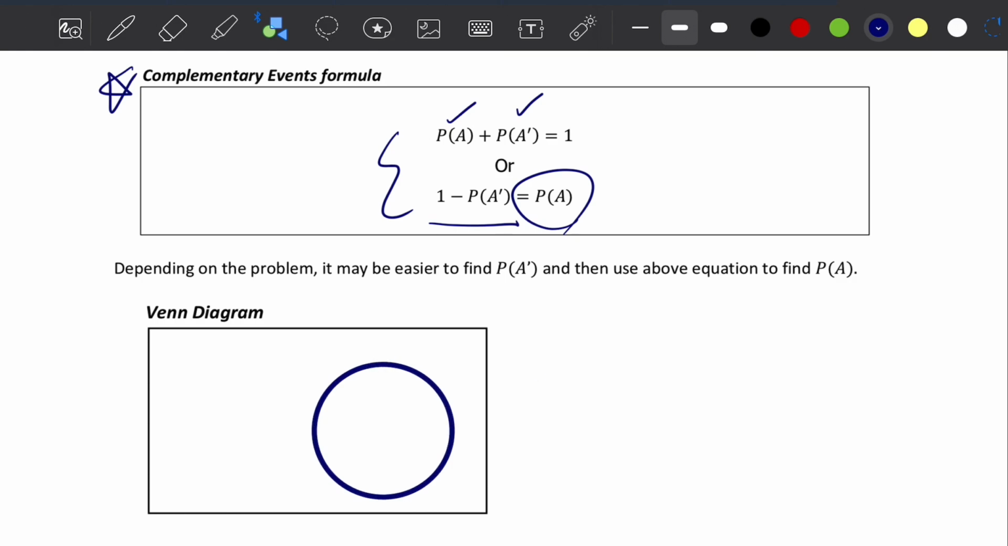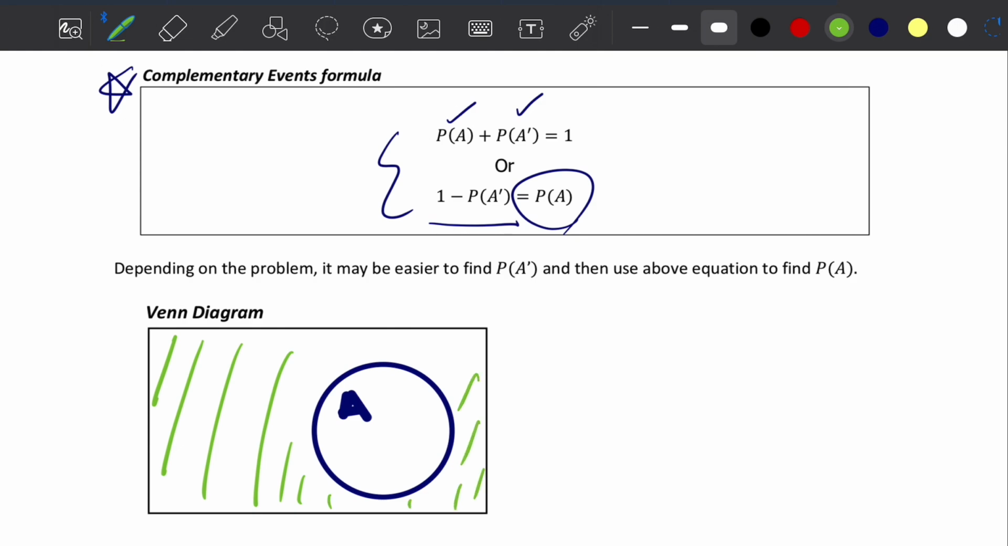Okay, so we have an event A. I'm going to say this is my event A. Then anything that's outside of this event A is considered the complementary event of event A. Okay, and we know that this is all in sample space U, right?